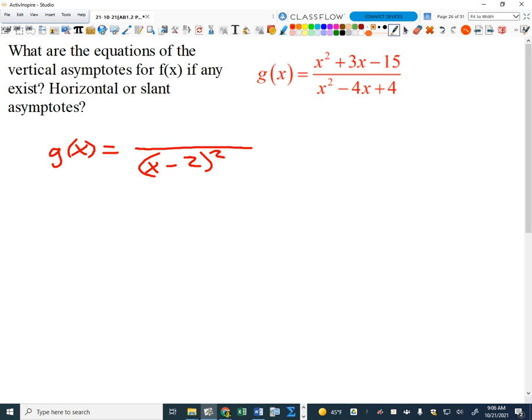Top factors into, what's that going to be? Well, I don't think it does factor. So it certainly doesn't factor into that. 2 is not a 0 at the top, is it? Everybody agree? So what's the outcome here? Are there vertical asymptotes?